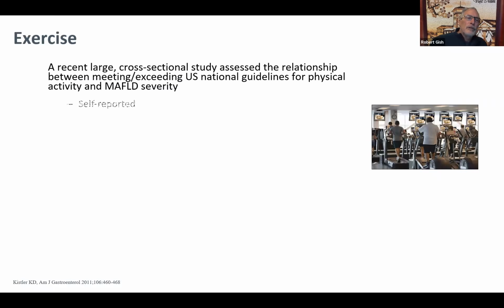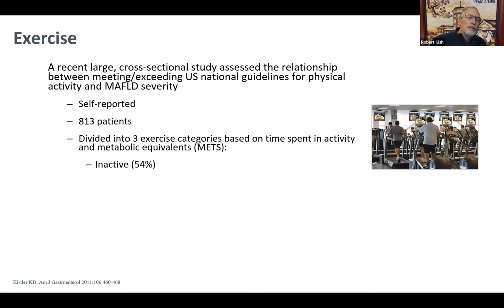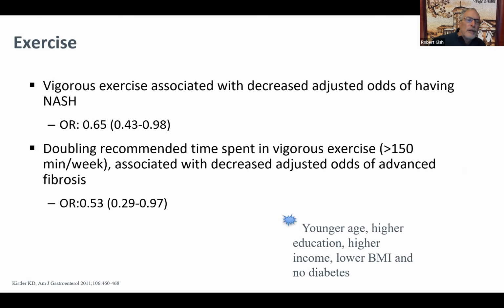Exercise works. Large cross-sectional study, although self-reported, nearly 1,000 patients. They had exercise categories: inactive, moderate, vigorous. Vigorous exercise was associated with a decreased adjusted odds of having NASH. Doubling the recommended time spent with vigorous exercise to more than 150 minutes a week was associated with a decreased adjusted odds ratio of advanced fibrosis.